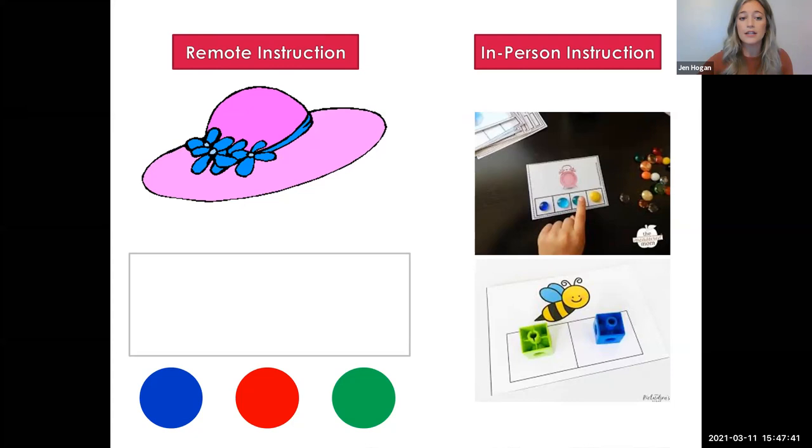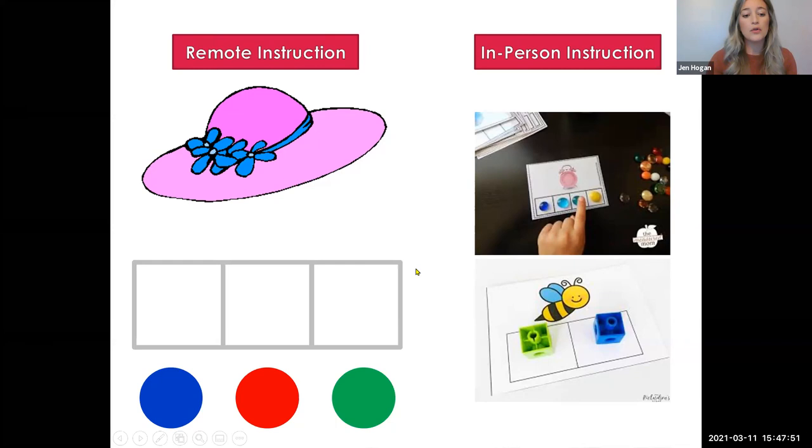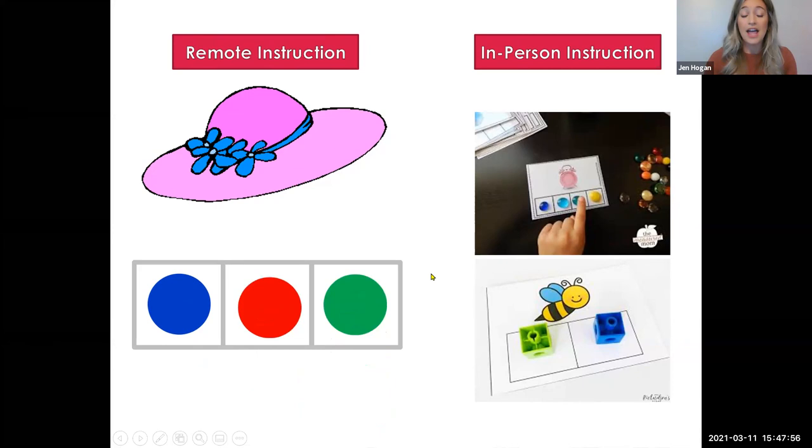These are all made for you, and they're really wonderful because what it is is Elkonin boxes, where you can have the students move the chips into the boxes for each sound. And these are all done for you so that you can use them in a virtual setting, which has been really helpful for me this year because until recently, we've been entirely remote with our students. So having those already made has been a huge help.